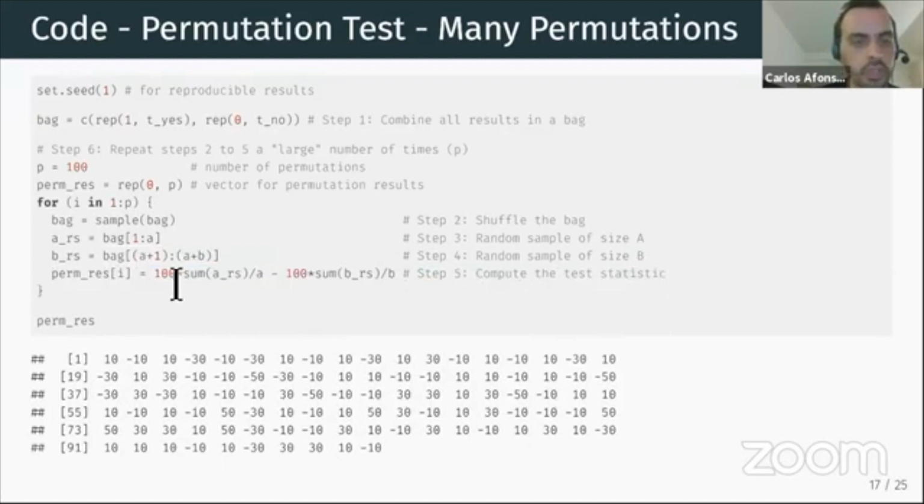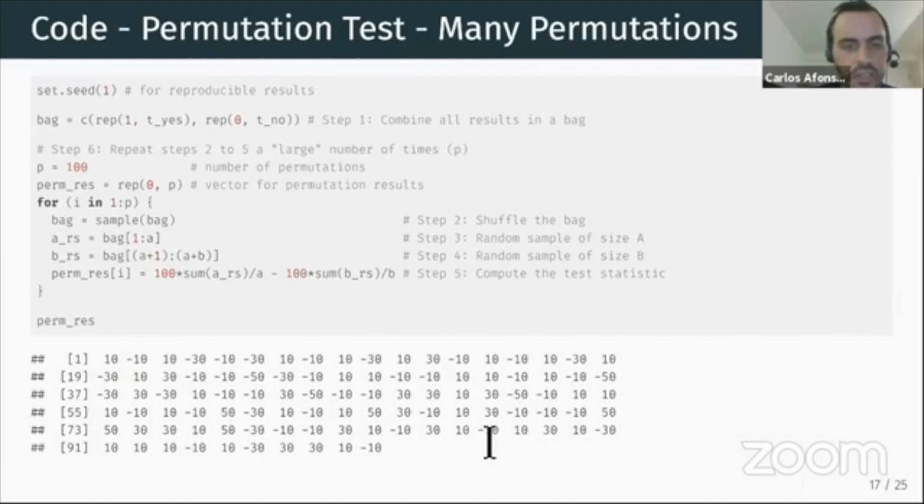Okay, so here I'm doing it just in one step. Before we did it in individual steps, but basically we are just computing the percentage rate for A, and then the percentage rate for B, and our test statistic is the difference between the percentage yes rate for A minus the percentage yes rate for B. Okay, so this for loop is going to execute this operation 100 times, and at the end, our permutation result variable is going to contain 100 values from those 100 permutations, and these are those 100 values. So first we got 10, then minus 10, then 10, then minus 30, then minus 10, and so on and so forth.